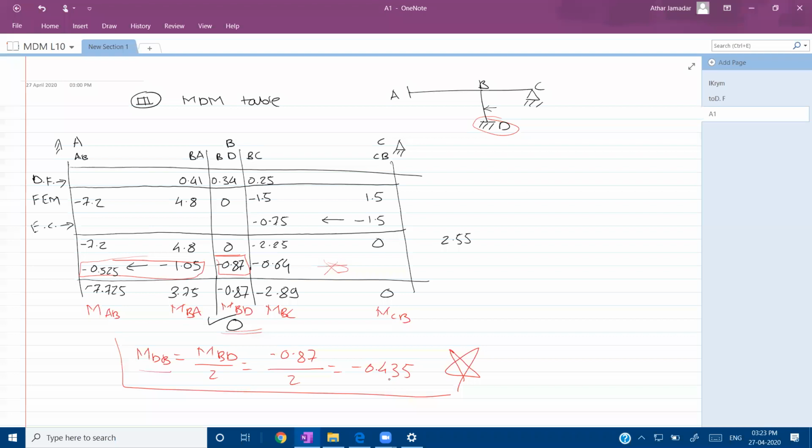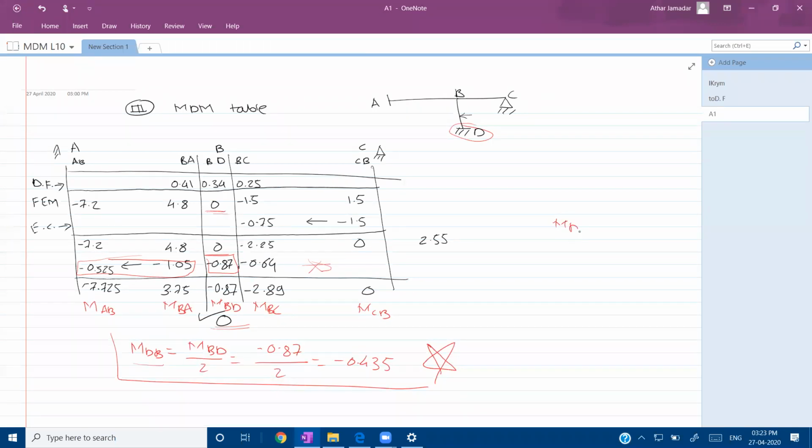Now if you remember, earlier I told you that the fixed end moment at BD is 0 because there is no load acting on span BD. Now if there is some load acting on span BD, there will be some value of fixed end moment instead of 0. Whenever any kind of load is acting, that MDB will be MFDB plus MBD divided by 2. Remember this.